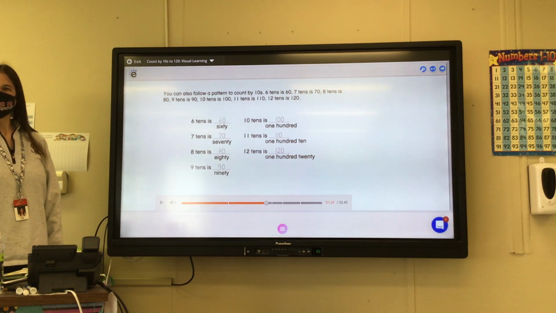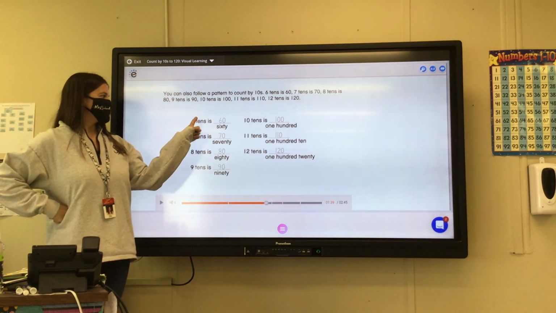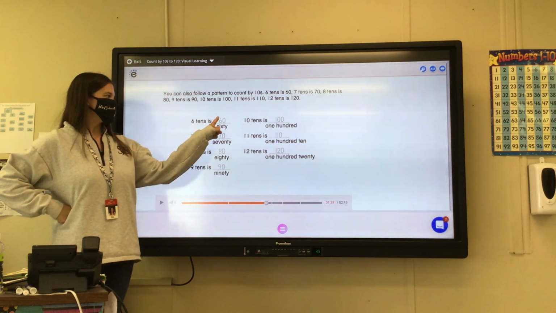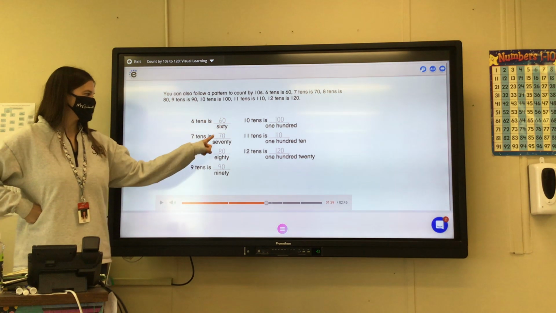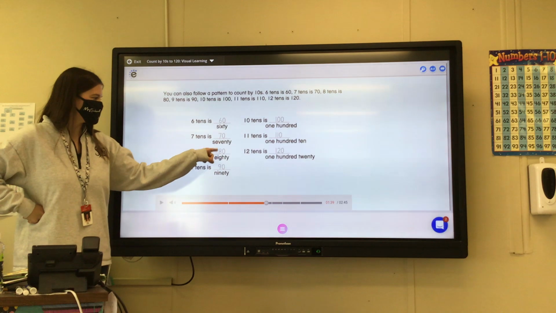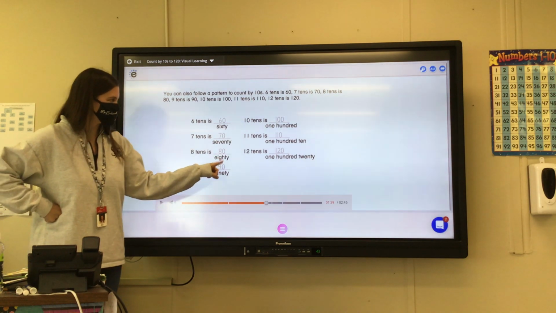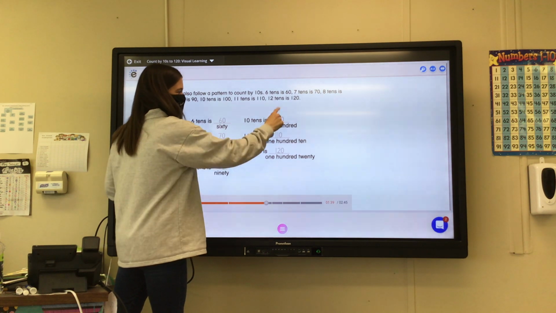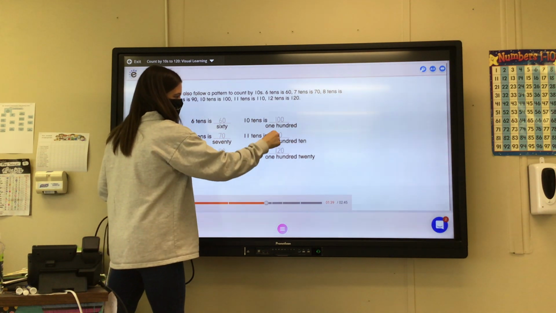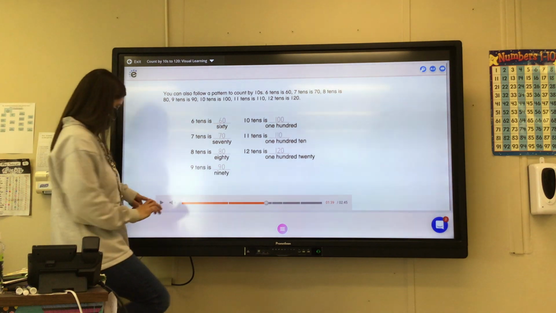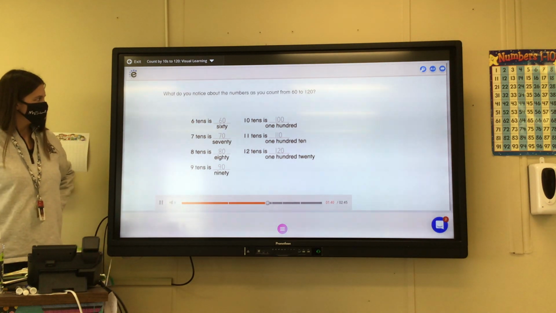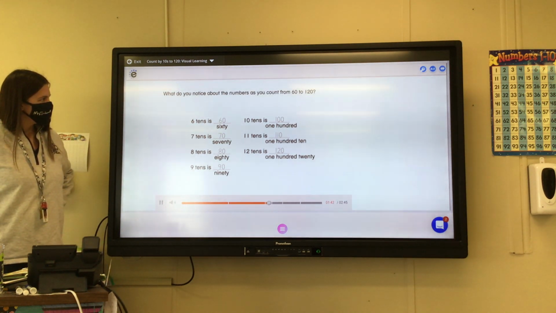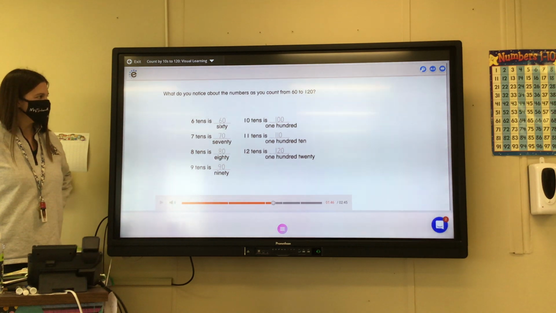Okay, do you see that? 6 has 6 tens and 0 ones. 7 has 7 tens and 0 ones. 8 has 8 tens and 0 ones. 9 has 9 tens and 0 ones. 10 tens has 10 and 0 ones. 11 and 0 ones. 12 and 0 ones. What do you notice about the numbers as you count from 60 to 120? What do you notice?